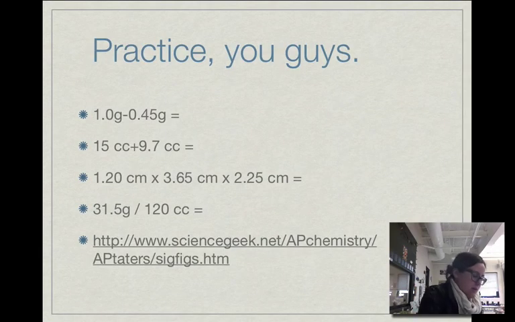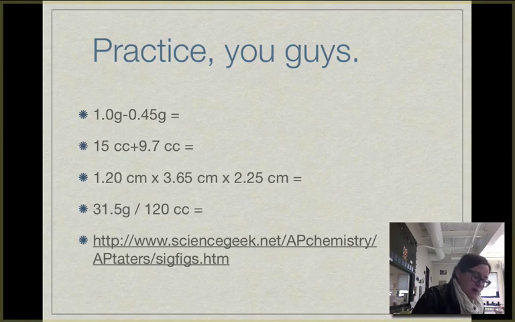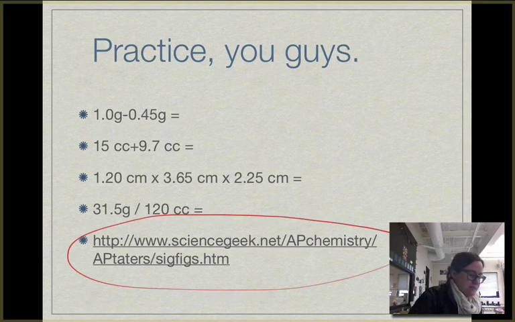If you want more practice problems, here's a website that you can use. If you pause in a second, you will see the answers.